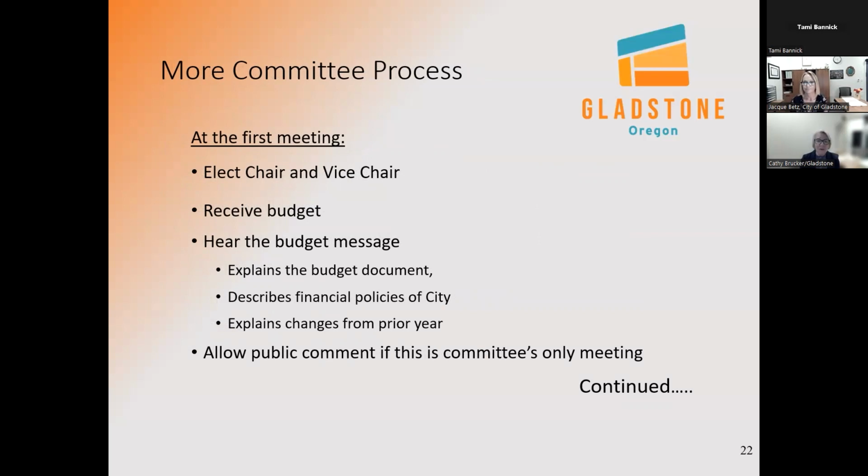At the first meeting, you will elect a chair and a vice chair of the Budget Committee. You'll receive the budget. You will hear the budget message, which explains the budget document, describes the financial policies of the city, and explains changes from the prior year. You will allow public comment if this is the committee's only meeting. Next slide.